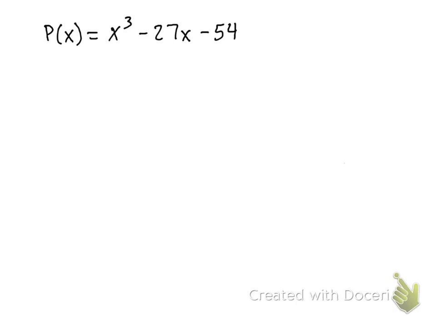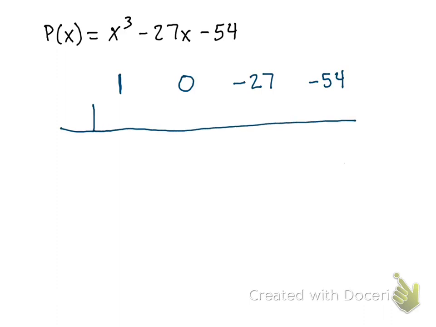We've got p of x equals x cubed minus 27x minus 54. So I'm going to write down on the top row our coefficients. The coefficient of x cubed is 1. For the coefficient of x squared, we don't see an x squared term, so we have to put 0. Coefficient of x is negative 27. And then the constant term is negative 54. Again, our k here, as we just saw, was negative 3.